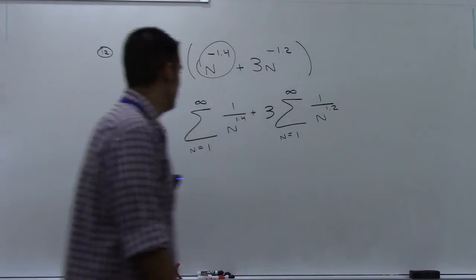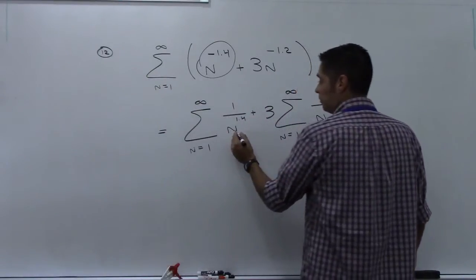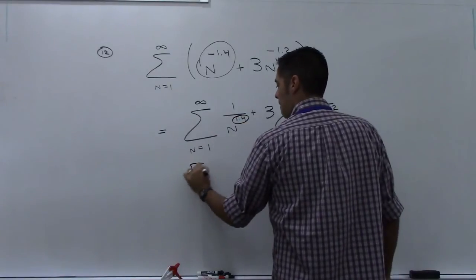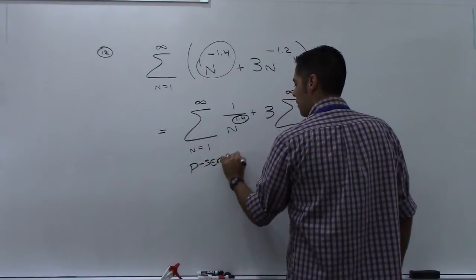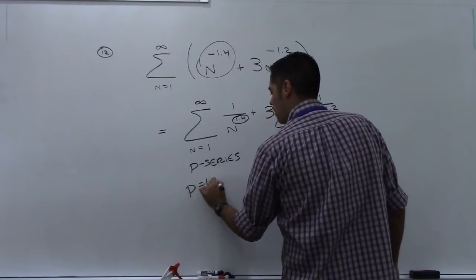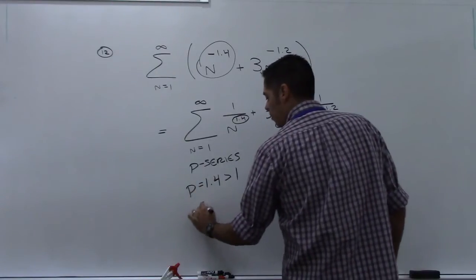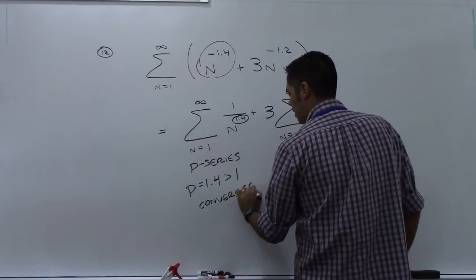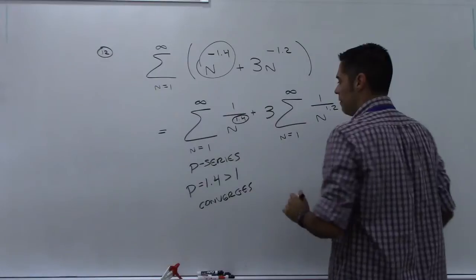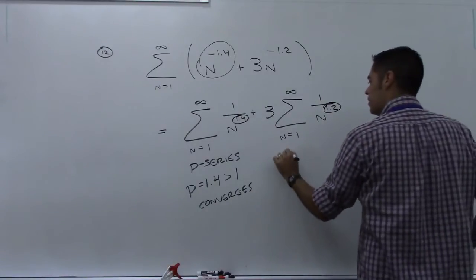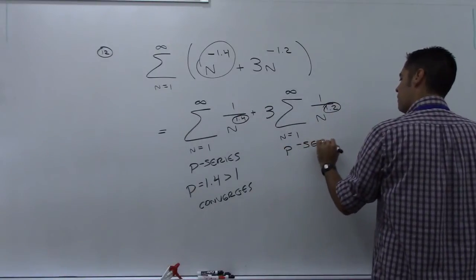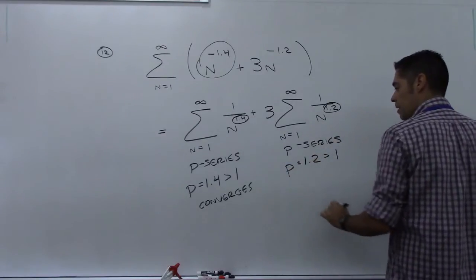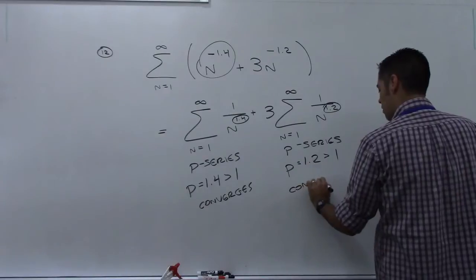If I take this one, this is a p-series. P is 1.4, which is greater than 1, so it converges. Good. That's good to have because I know that I could split this one off. This one is also a p-series with p being equal to 1.2, which is greater than 1. So that also converges.